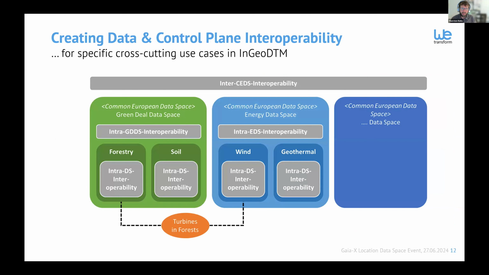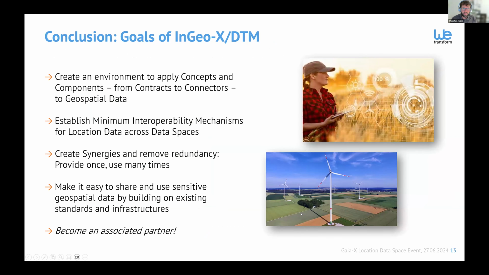The end goal for us really is to have these use cases that are cross-cutting and for which sufficient interoperability between location data in different data spaces exists. For example, one of the use cases we have in the project is called turbines in forests, Wind im Wald in German. Obviously this needs data from the forestry side, but also from the energy side. So some basic measure of interoperability has to be created there.